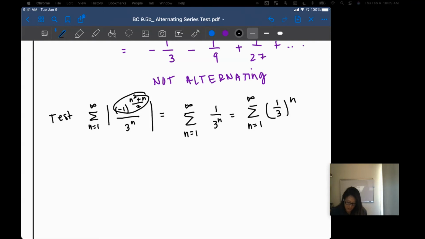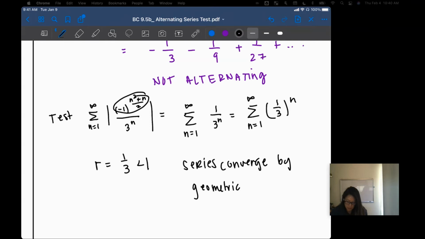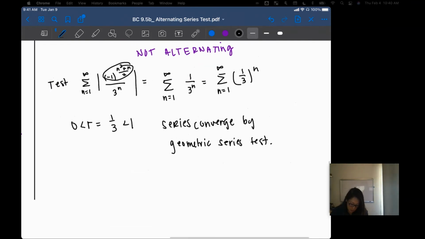This is a geometric series with a ratio equal to 1/3, which is less than 1. So the series converges by geometric series test. We should say the absolute value of r is greater than 0. All right.